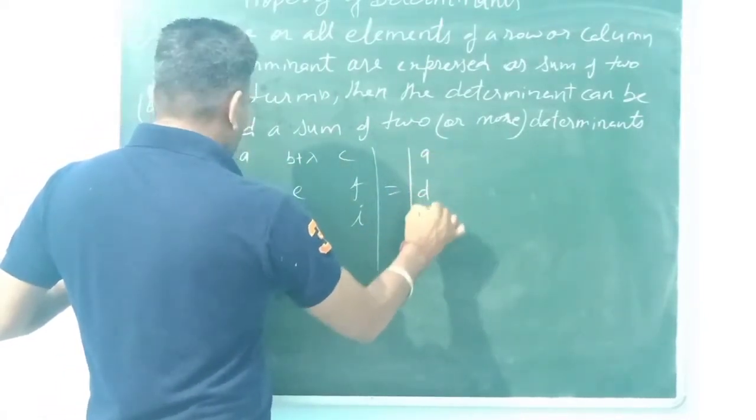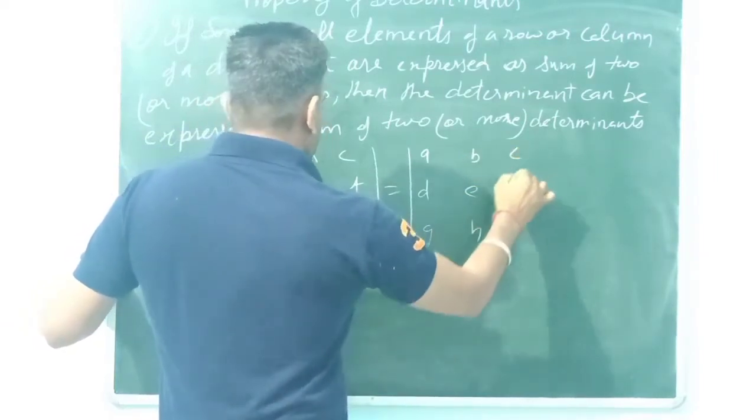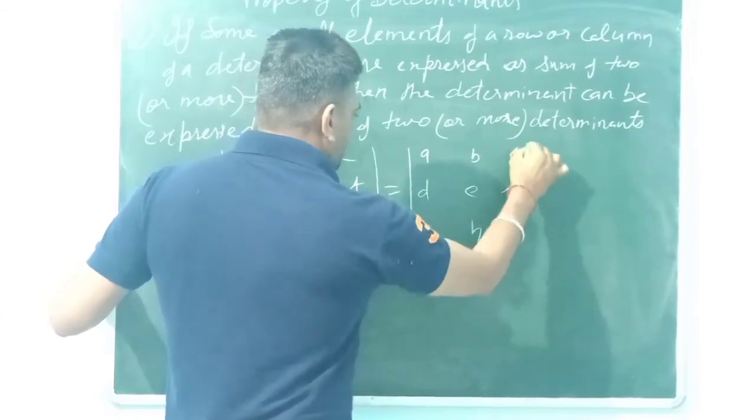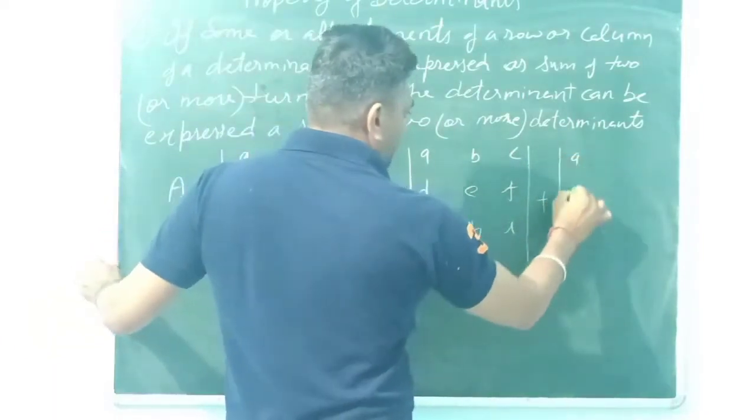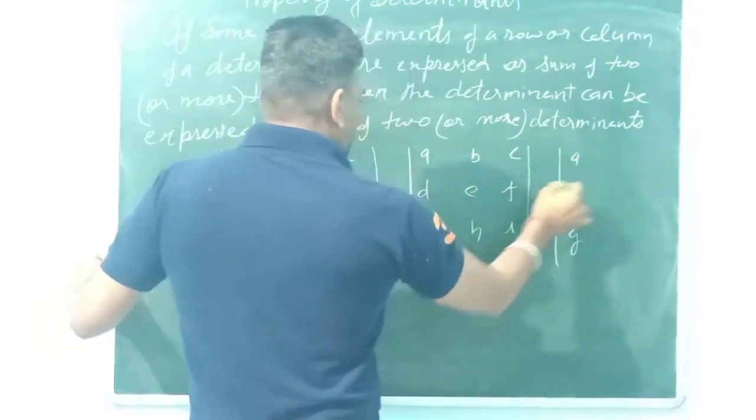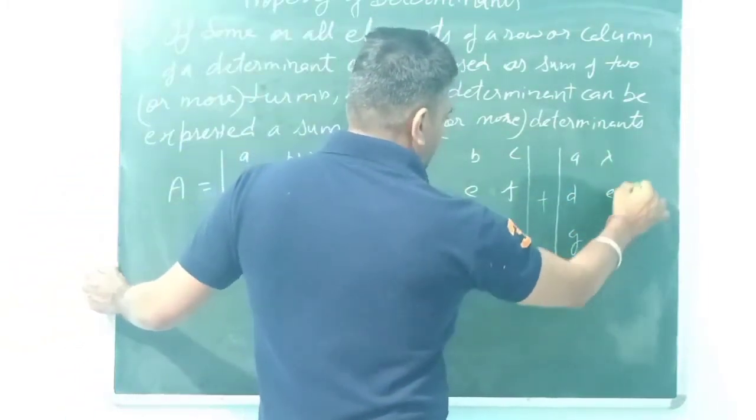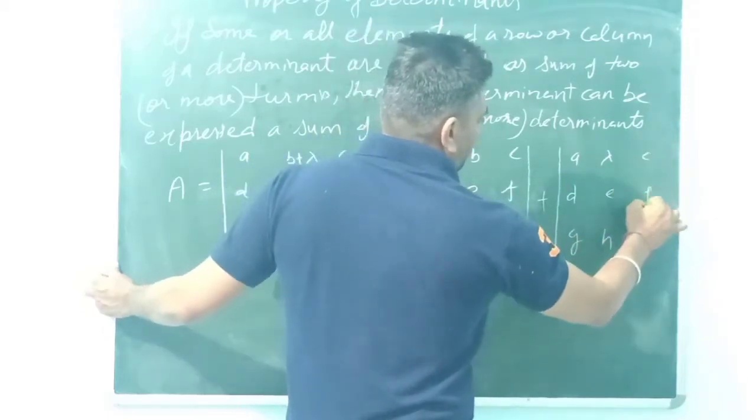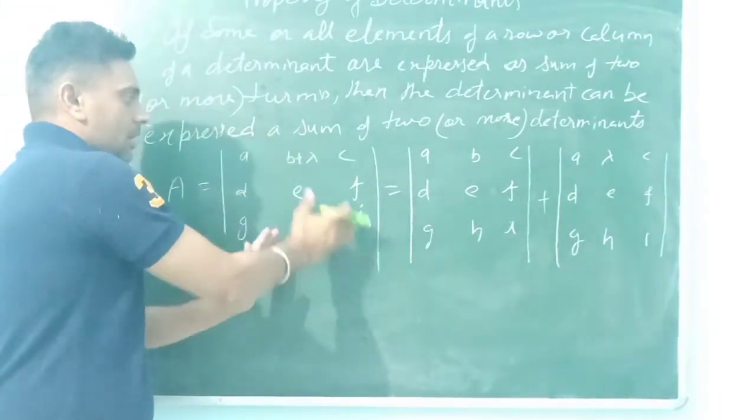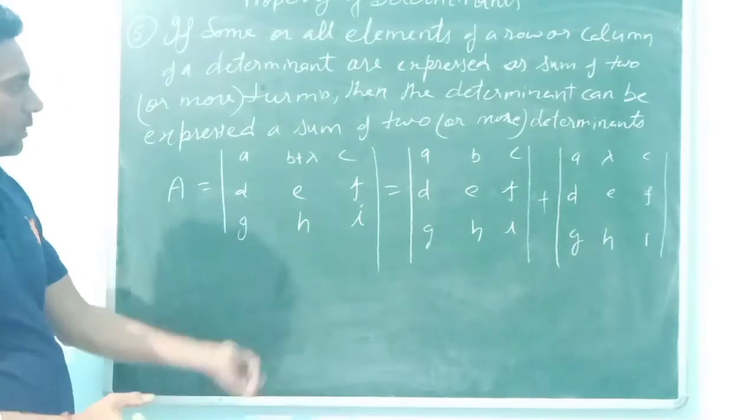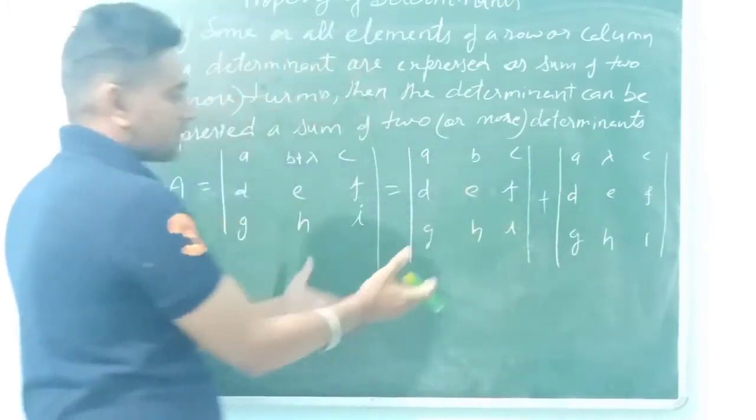A, D, G, B, E, H, C, F, I plus A, B, G, alpha, E, H and C, F, I. If we find the value of this determinant, it is equal to the sum of the values of these two determinants; they are the same.